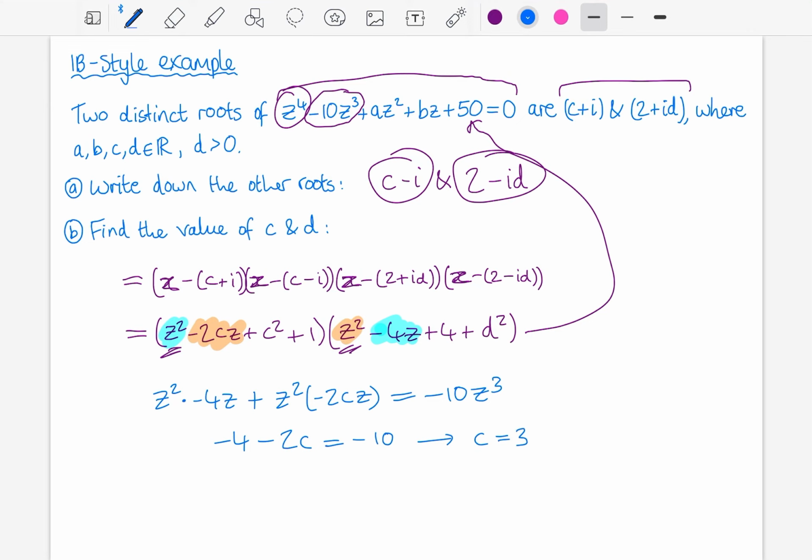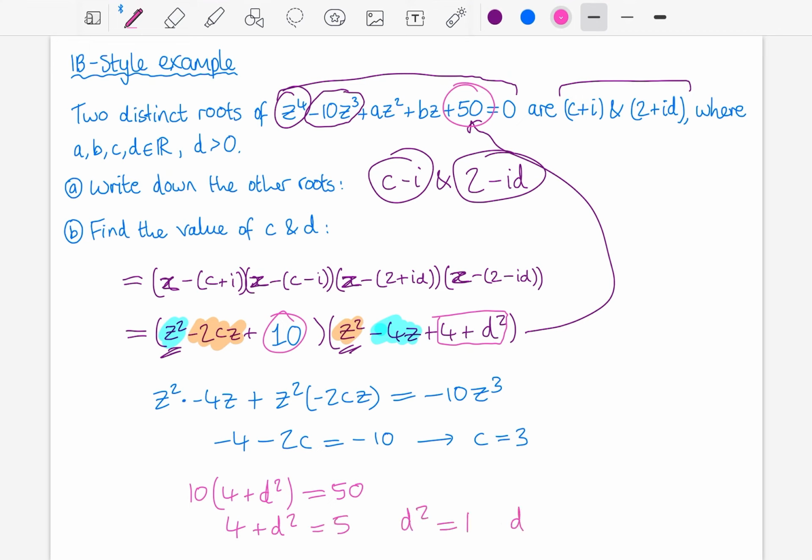Then, if we know c equals 3, you could go back up here and put in 10, as 3 squared plus 1. That's helpful because you know that the constant terms multiplied together should be 50 at the end. We've got 10 times 4 plus d squared, and 10 times 4 plus d squared should equal 50. Divide by 10, subtract 4. You should get plus or minus 1.